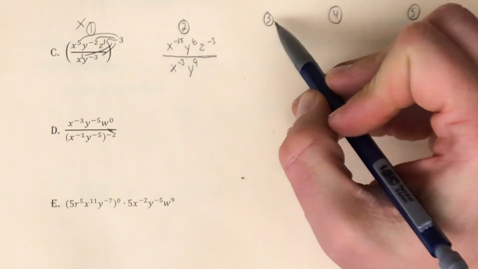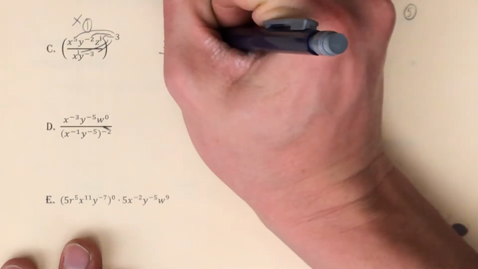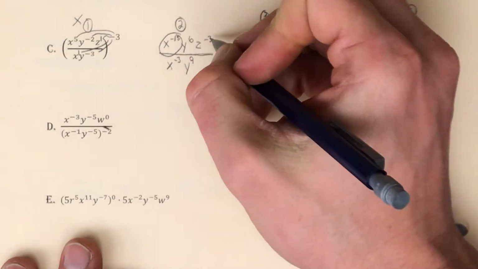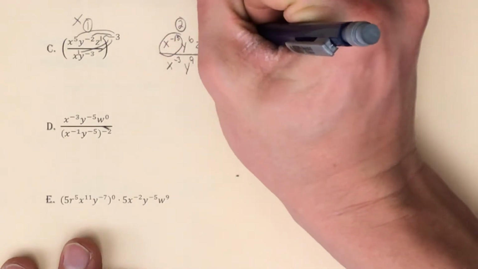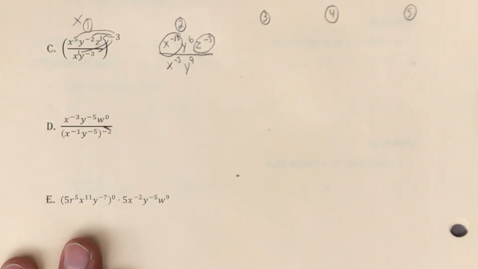So we move on to the 3rd step, which is negative exponents. So now I'm going to look for any negative exponents. Well, I see I have a -15 exponent here, and its base is x. So I'm going to circle that because I know that it needs to move. Then I also on the top have a -3 exponent, and its base is z. So I'm going to circle that because I know it needs to move.